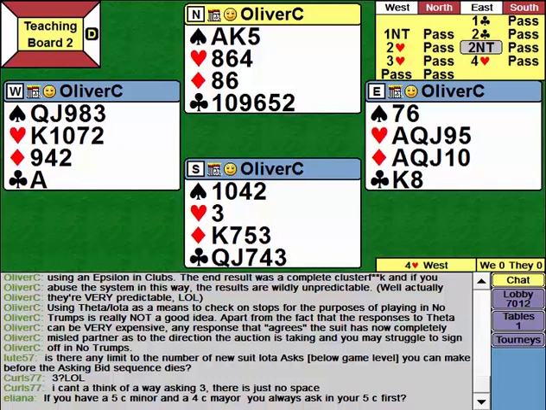And if you had a four-card major, I would be more inclined to try and hand over the captaincy rather than asking in the four-card major.